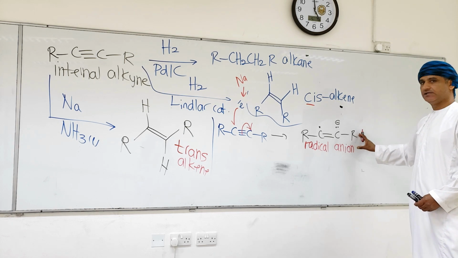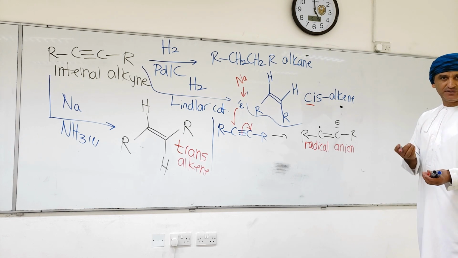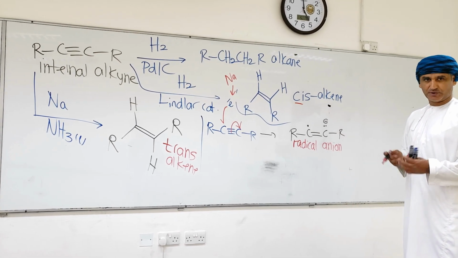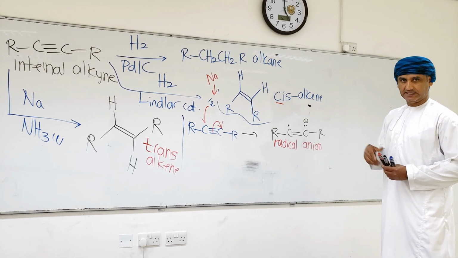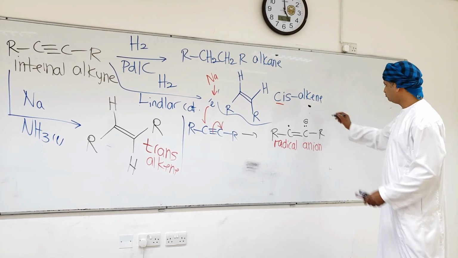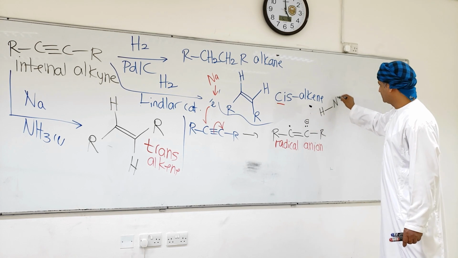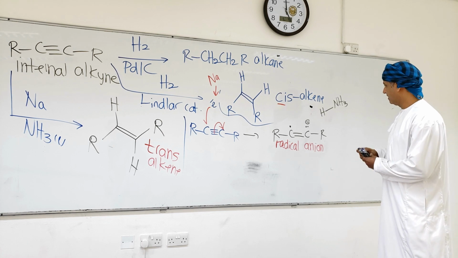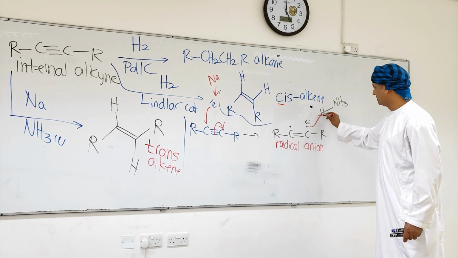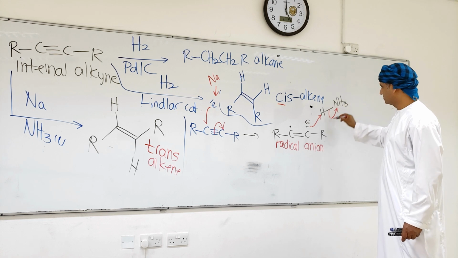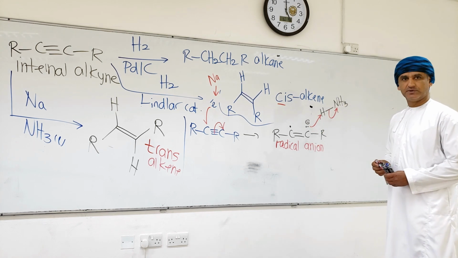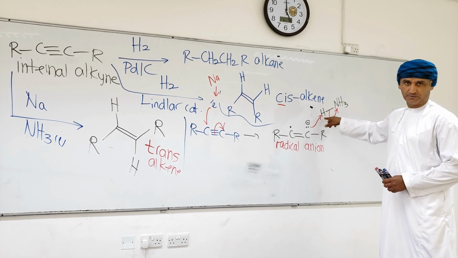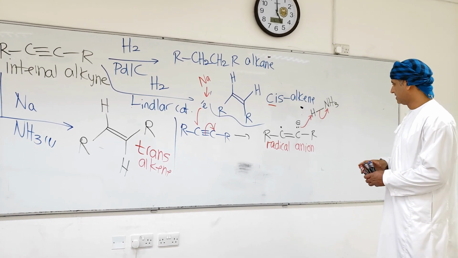Now the radical anion will then abstract a hydrogen, or a proton if you like, from a proton source. In this case, it's ammonia. The proton source could be any other, even alcohols, for example. But if we write ammonia, as used in this reaction scheme, then the carbanion will be protonated like that. The carbon with the negative charge abstracts a proton, and this hydrogen-nitrogen bond breaks simultaneously.